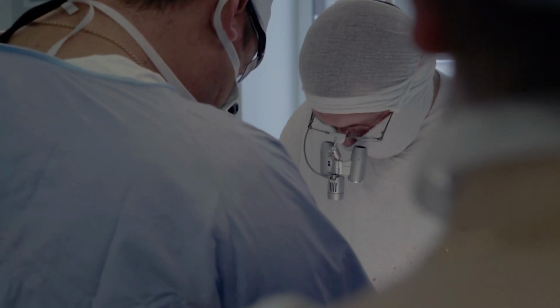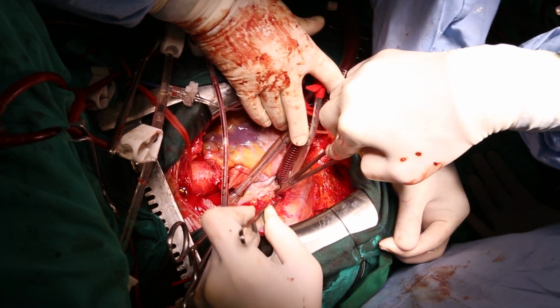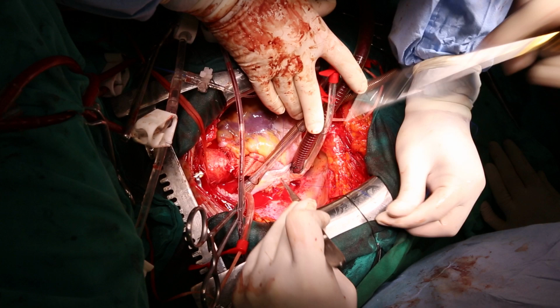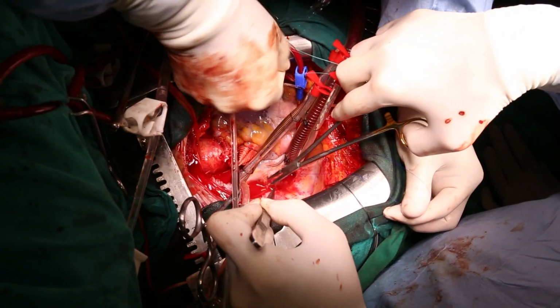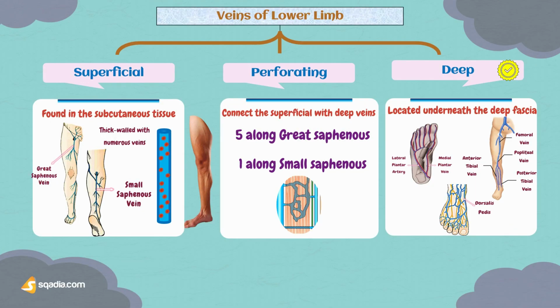It is the longest vein in the body, running from the foot to the groin, and is commonly used as a graft in this procedure. During the bypass surgery, the great saphenous vein is connected to the coronary artery, creating a new pathway for blood to flow around the blockage. That is all about the great saphenous vein.